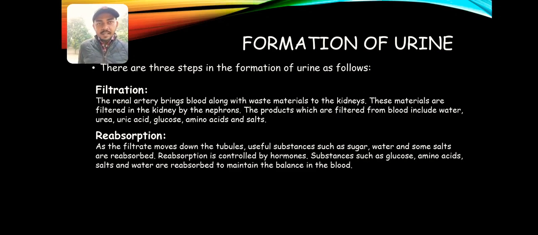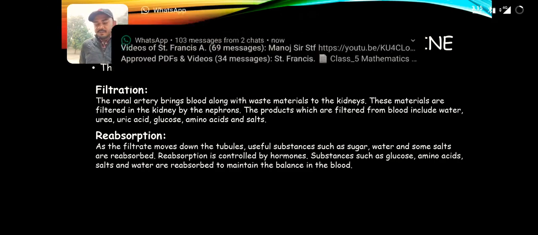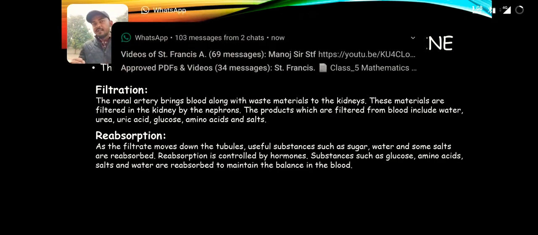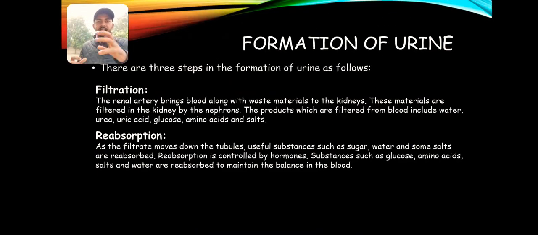Reabsorption: as the filtrate moves down the tubules, useful substances such as sugar, water, and some salts are reabsorbed. Because we need them sometimes, but we can't simply filter out everything which is unwanted from the blood at once. This is not so easy. So we filter a whole lot of things, and again we reabsorb things which are useful.